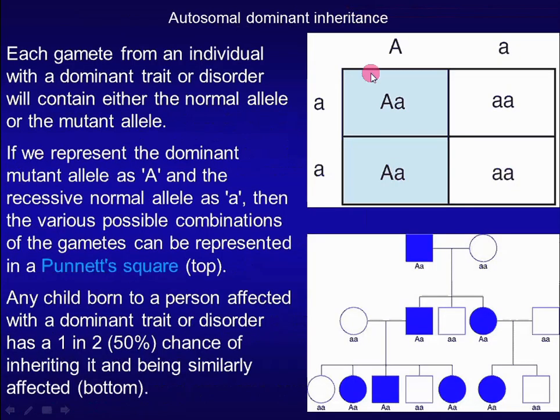If the capital A represents the dominant mutant allele and lowercase a represents the recessive normal allele, the various combinations of the gametes can be represented in a square. It is called Punnett's square. Any child born to a person affected with a dominant trait has a 50% chance of inheriting it and being affected.